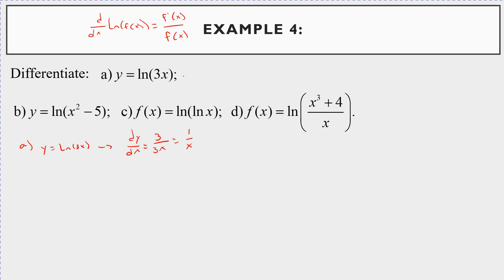Another reason is you could actually break this up using your rules of exponents or your rules of logs. And this is just a constant. So when you go to take the derivative of this, it just goes away.